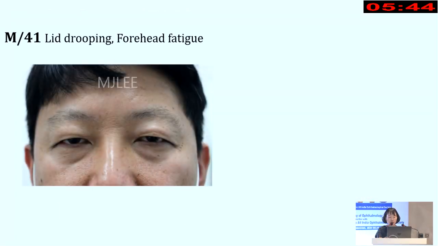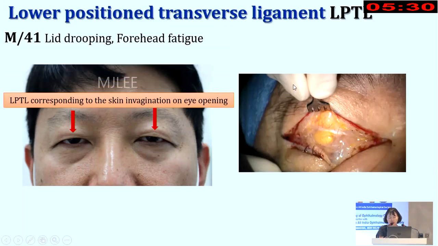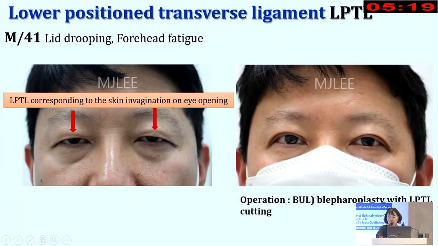Here is a 41-year-old male who complained of lid drooping and forehead fatigue. You can see he has very puffy eyelids, and there are some lines here. Intraoperatively, there was a very prominent lower portion transverse ligament here. It corresponded to these lines. So I did blepharoplasty with cutting of the lower portion transverse ligament, and you can see the puffiness was really well corrected with a well-formed crease.